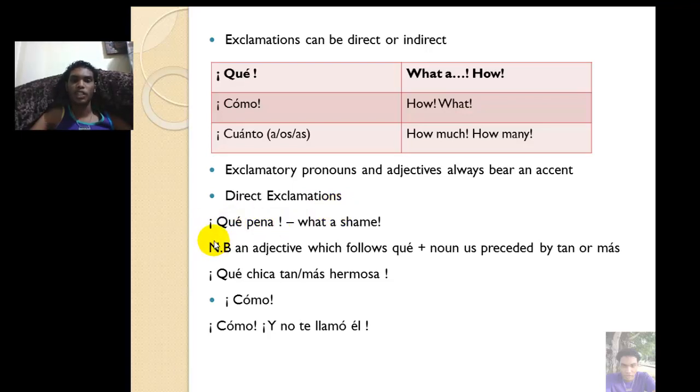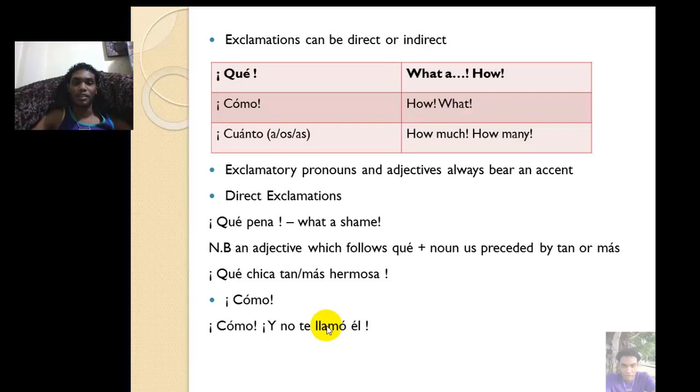¡Qué pena! What a shame, you know? You should note this, as it was mentioned earlier, an adjective which follows qué plus a noun is preceded by tan or más. ¡Qué chica tan hermosa! Or ¡qué chica más hermosa! Right? What a beautiful girl. Right? ¿Cómo? ¿Y no te llamó él? Right? I mean, it sounds like a question, but it's an exclamation. For example, if a boy leaves a girl, you know how girls gossip, they'd be like, and he didn't call you? Like what? Right? How? What happened? You know? ¿Cómo? Right? That's the best example of exclamation I can give you.